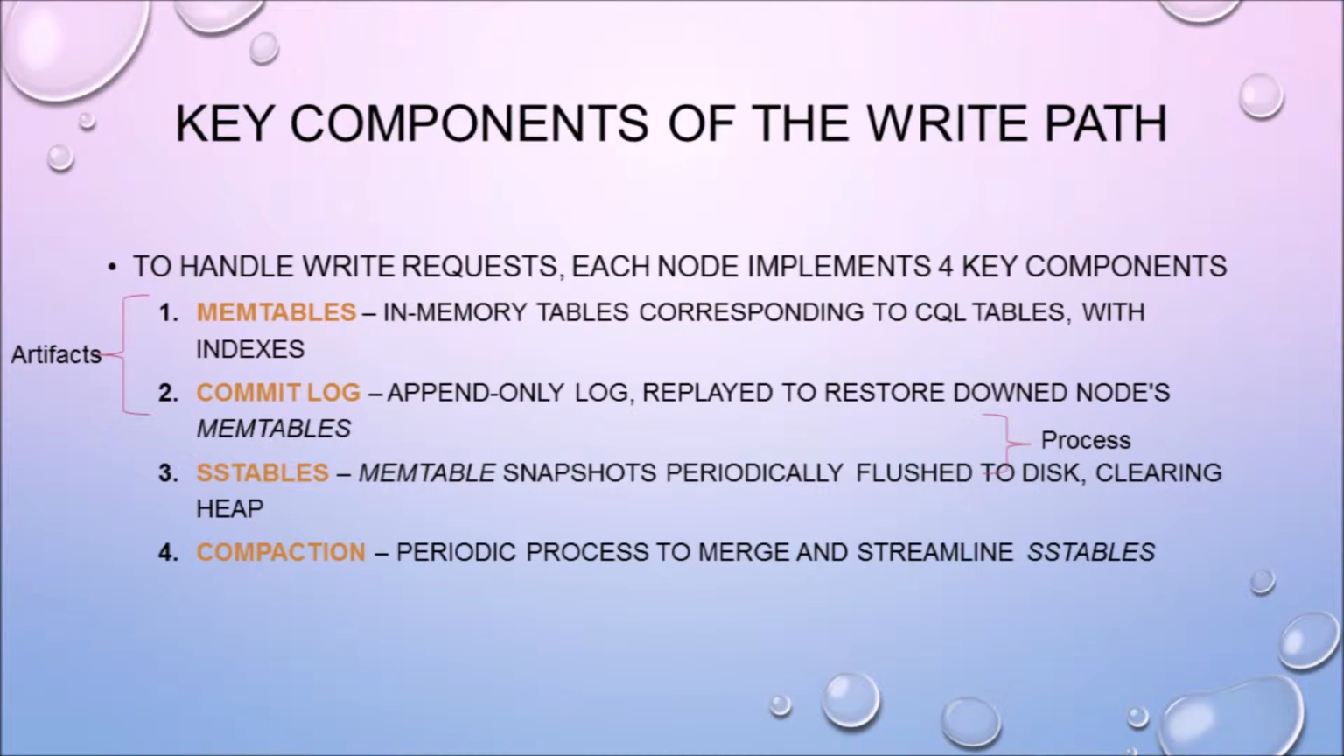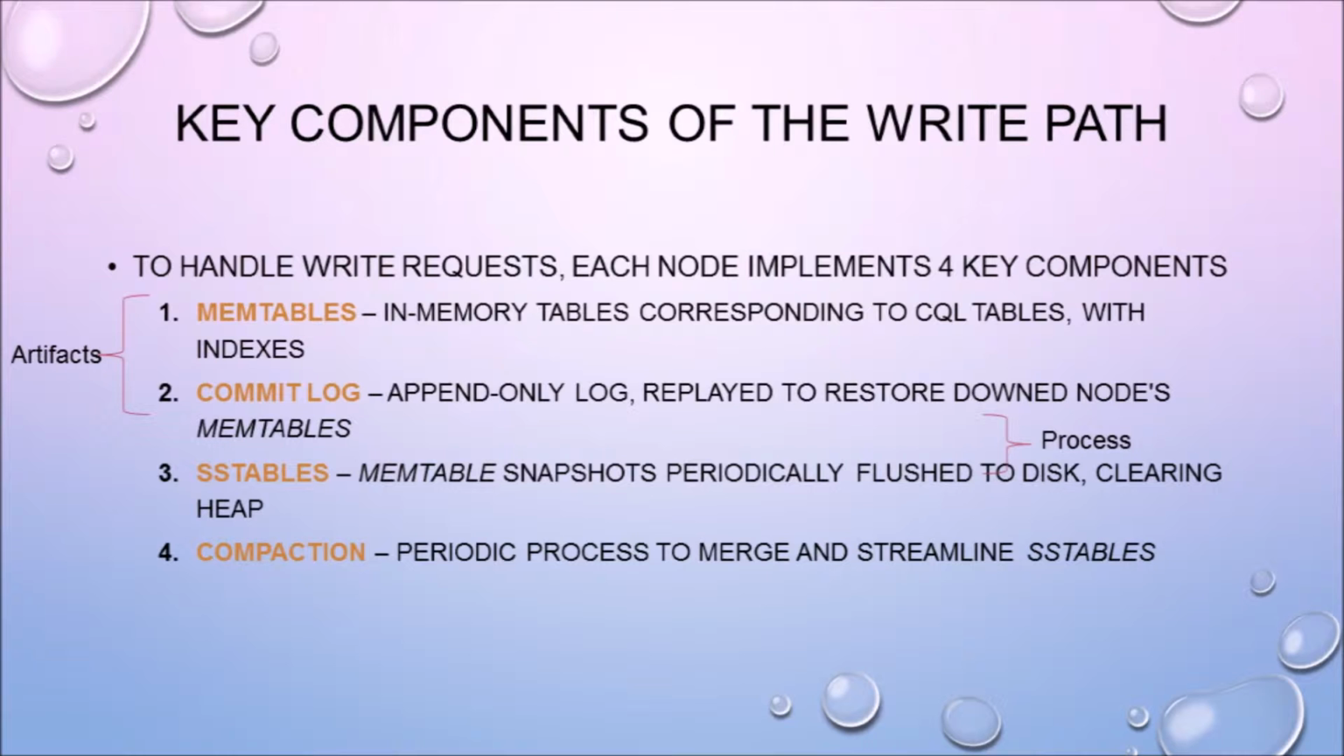So here are some key components. The first one is memtables. Memtable is the in-memory representation of your table in Cassandra with indexes. For every table in Cassandra, there is an in-memory representation in a memtable. And then there's the commit log. Commit log is just a file. It's an append-only file, which means once written, it's written. You cannot go back and change data, which is where you get the speed, the immutability, right?